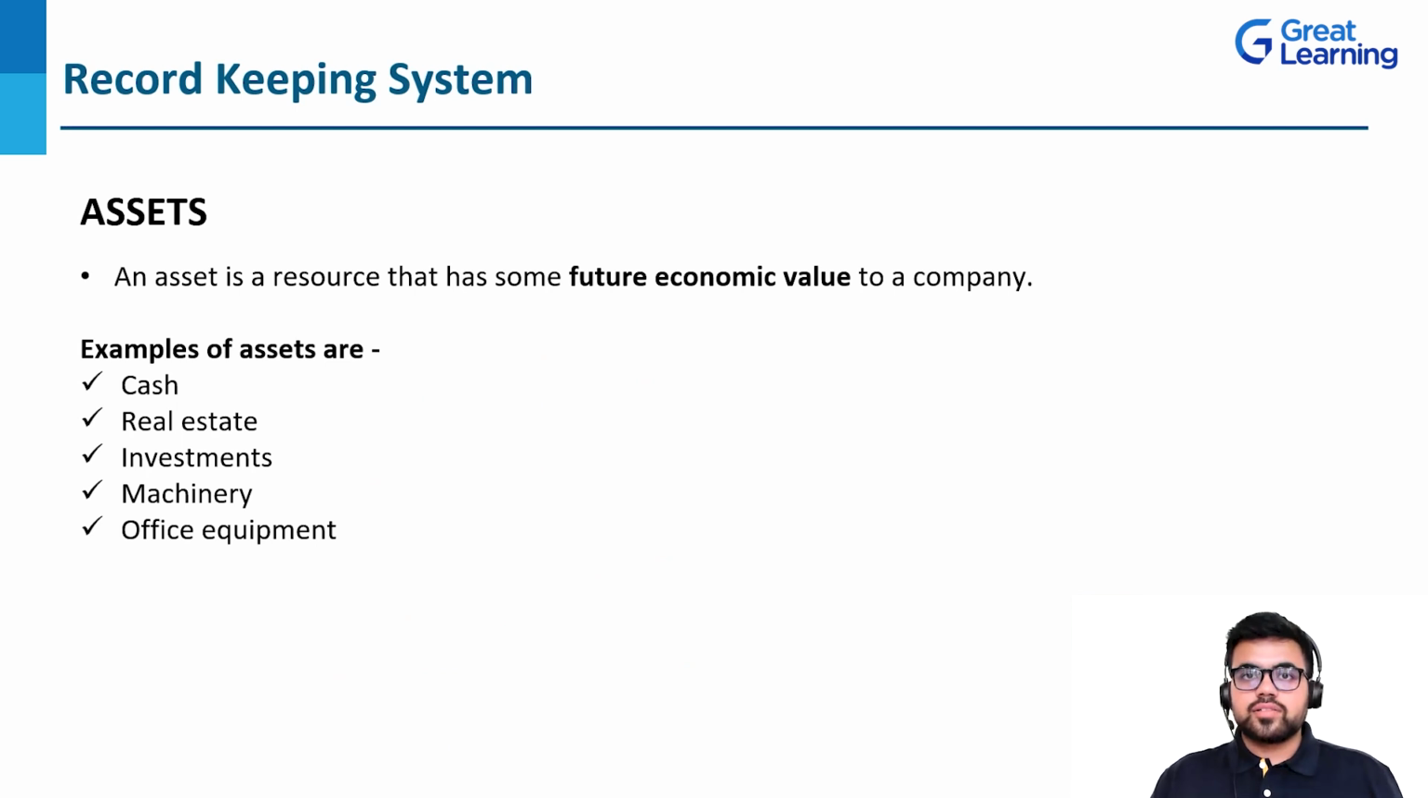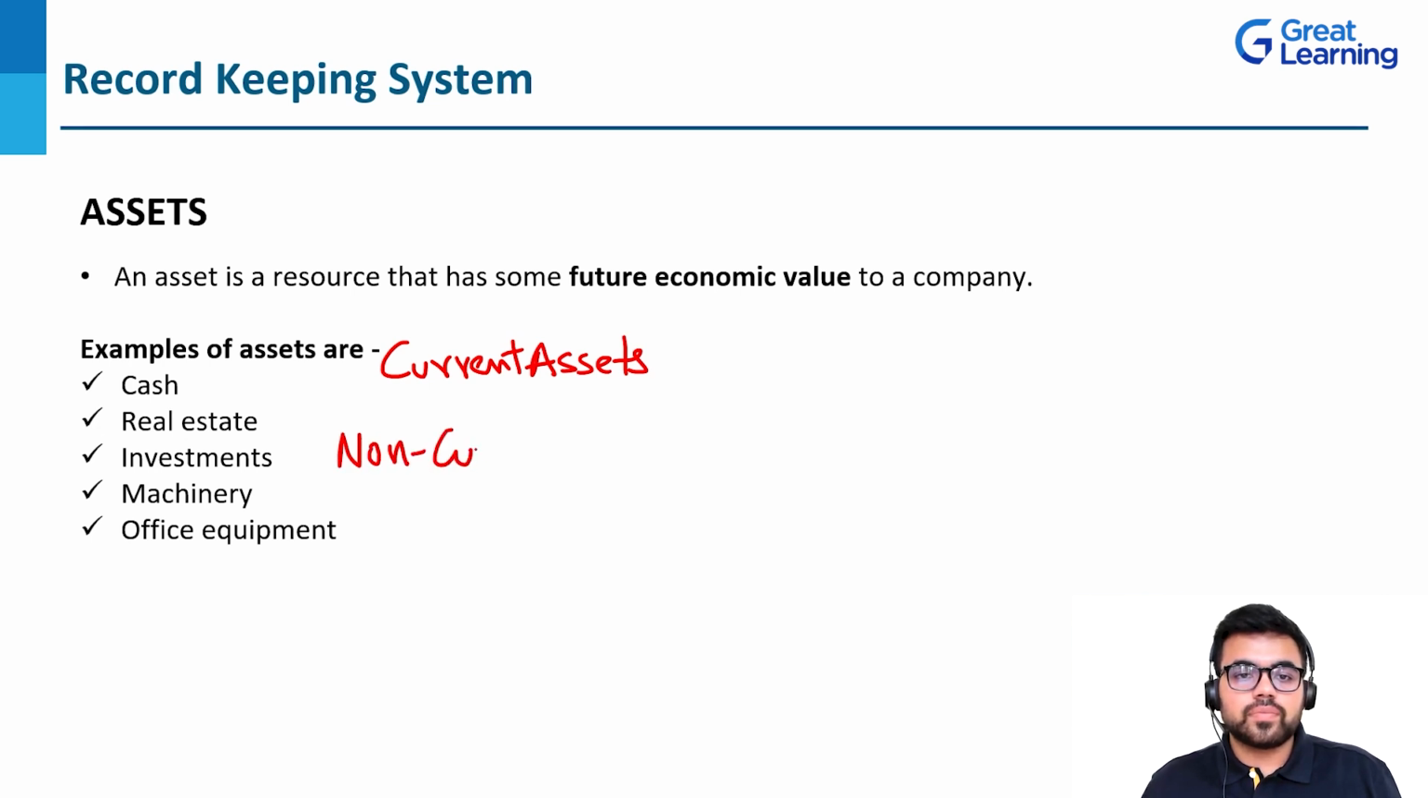Next is assets. Now, asset is something that has a future economic benefit to the company. So it can be cash, real estate, investments, machinery, patents, office equipments, vehicles, etc. Now, assets can be divided into two parts. Number one being current assets. Current assets. And the second one is non-current assets.